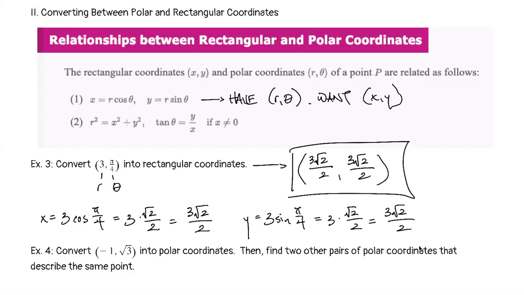Okay. So if we plot 3 comma pi over 4 on a polar coordinate, and then we graph 3 root 2 over 2 comma 3 root 2 over 2 on a rectangular coordinate, and we laid the graphs on top of each other, they would be the same point.